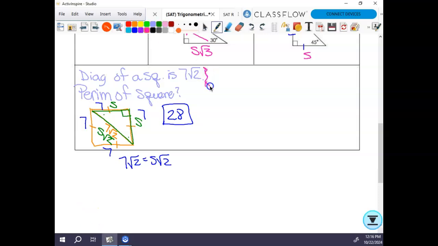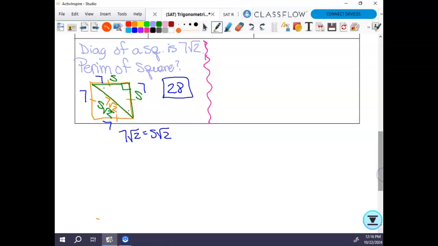All right, so next part of this then is we have a 30, 60, 90 triangle with a long leg of 10 inches, or 10, we'll make it 10 feet, and we want to find the perimeter.